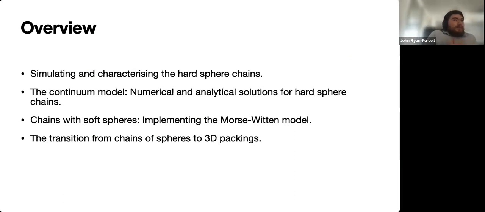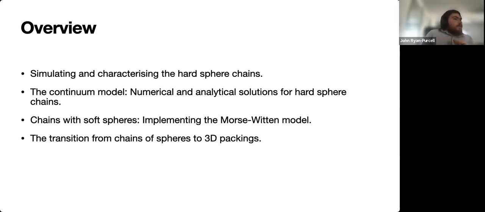I'm going to give a brief nod to the continuum model, which Stefan and I have worked on throughout my PhD, which is a differential equation which describes the displacement profiles of these buckled lines, in particular for hard spheres. And then we're going to move on to talking about these chains with soft spheres, implementing an analytic way of describing bubble shapes called the Morse-Witten model. And then finally, we're going to talk about the transition from these chains of spheres to these columnar packings, as shown on the first slide.